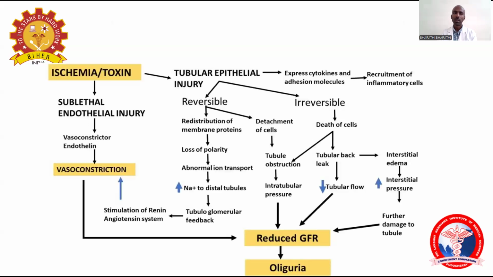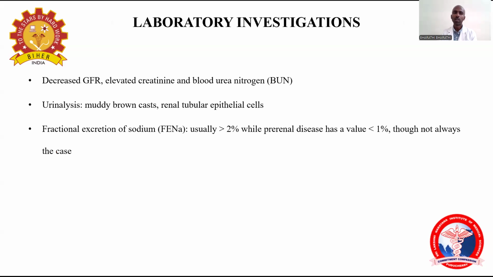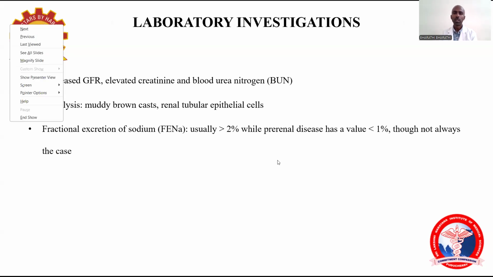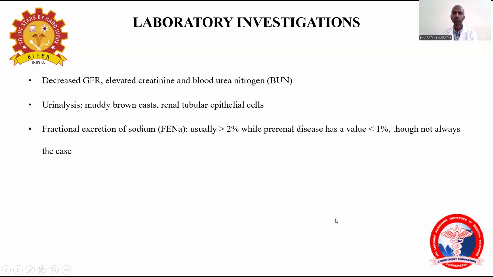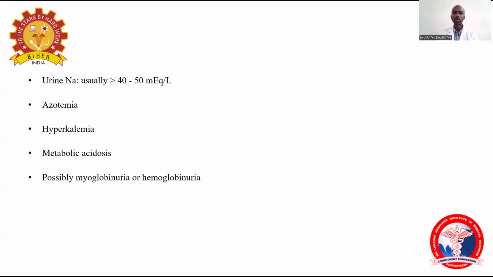Pathogenesis: all of this results in a decreased GFR. The decrease in GFR will result in AKI. Lab investigations. So first, biochemical investigations should be done, with the levels of creatinine and blood urea nitrogen. Then, renal tubular epithelial cells. Then, the urine analysis.